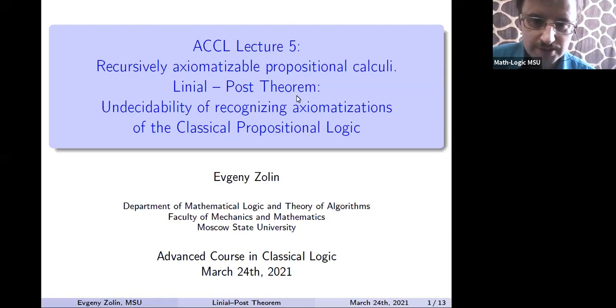Okay, so this is the 5th lecture on advanced course in classical logic. And today we are discussing the problem of how to recognize axiomatizations of the classical propositional logic.